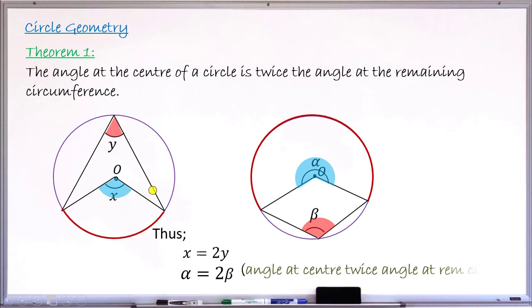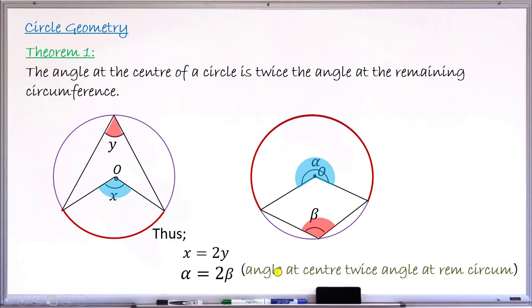That is, if I consider the very first drawing, this X will now be equal to 2 multiplied by Y. That is, the size of the angle X will now be double the size of the angle Y. Similarly, in the second drawing, the angle alpha, that is the angle at the center, look at it, the angle subtended by this major arc, that angle alpha, its size will now be 2 multiplied by the size of the angle beta.